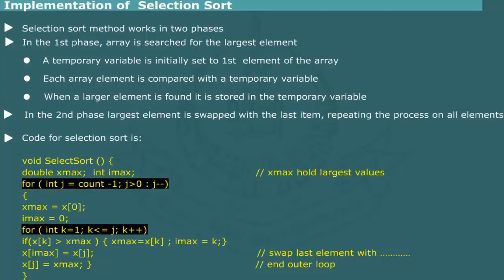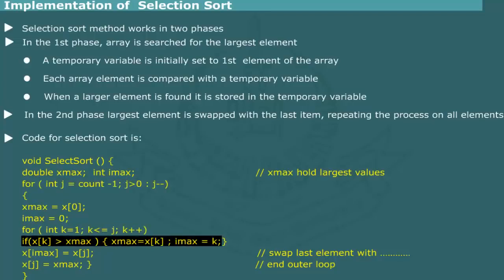It includes two nested loops. The outer loop performs passes over the array and subarrays. The inner loop iterates through the subarray to determine the largest value. Please click the button to run the interactive program for selection sort.